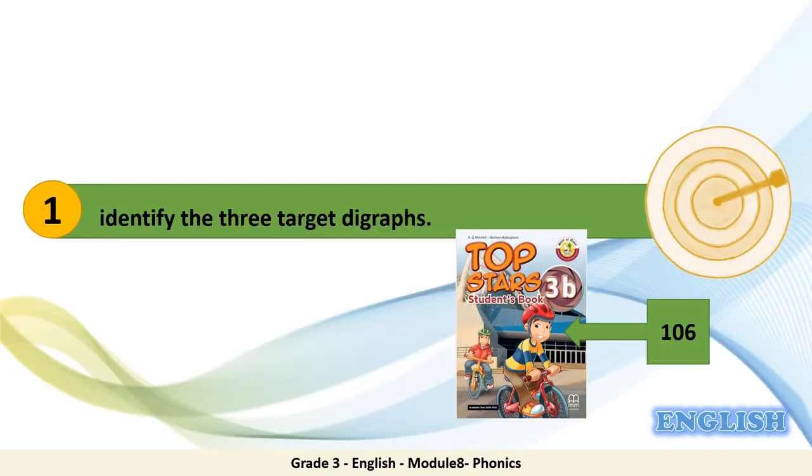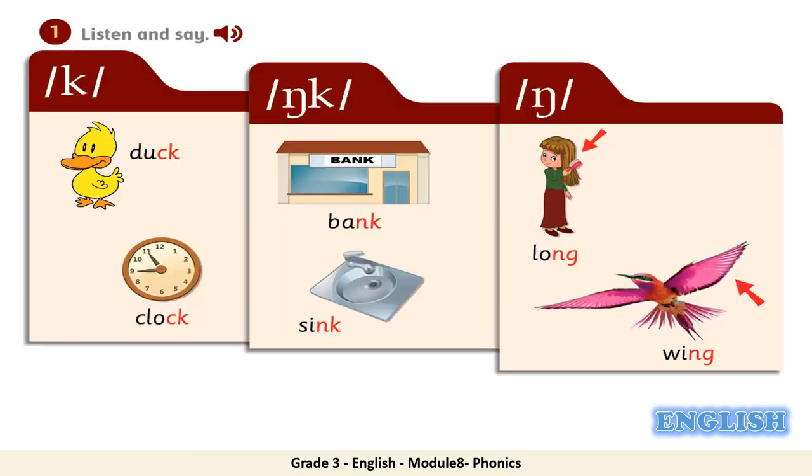We are going to identify the 3 target digraphs. To do that, I would like you to keep your student's book open to page 106. Have a look at activity 1. Listen and say. Module 8. Phonics. 1. Listen and say.